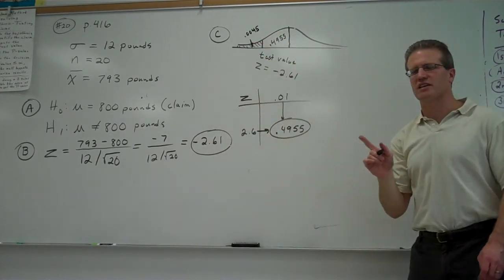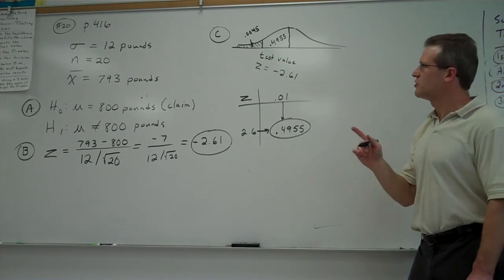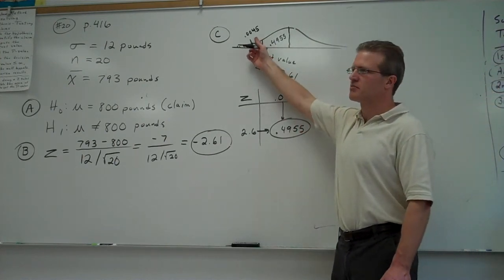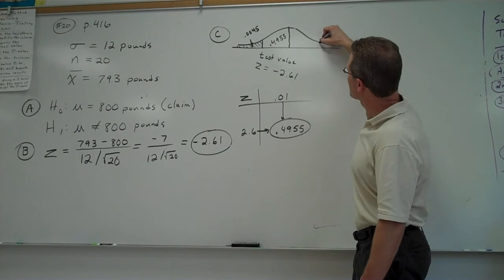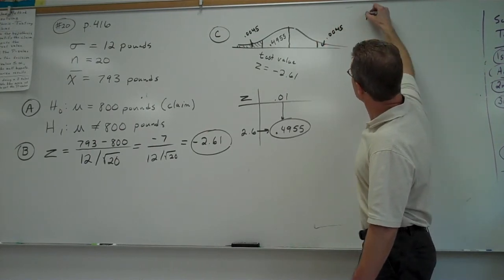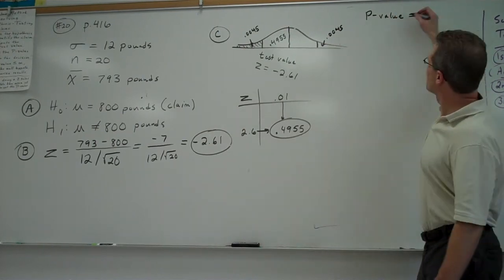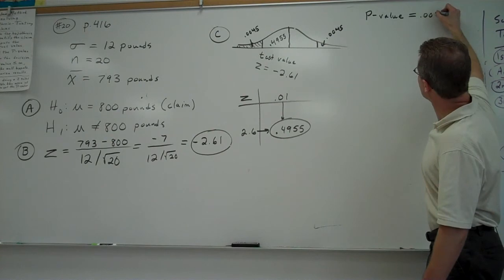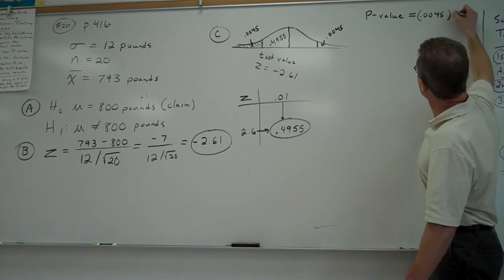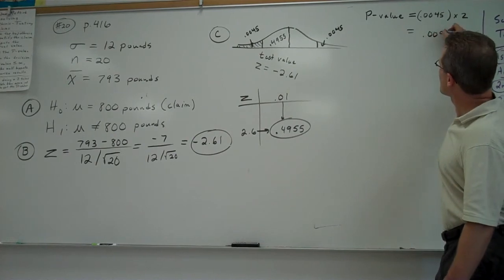Now we've got to be careful because that's not actually our p-value. It's close, but this is a two-tailed test. So what do I have to do with that number? You got to double it. You also have to consider the area over on the other side is also 0.0045. So our p-value, you only double it when it's a two-tailed test. You take 0.0045 times 2. So our p-value comes out to 0.0090.